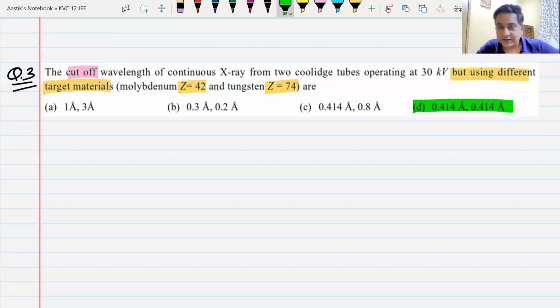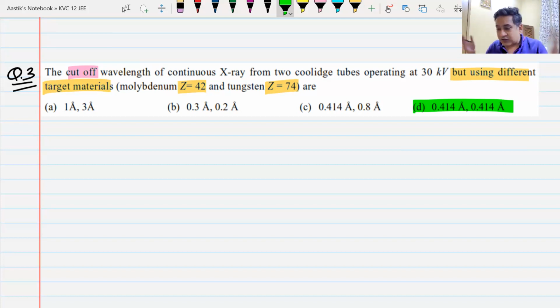You don't have to calculate it, because there is one thing that you have to understand. This minimum wavelength does not depend on the target metal. It only depends on what? You have drawn 4 graphs. There was no graph between metal and wavelength. Yes or no? Yes, sir. That means it does not depend on the metal. And that is one thing that you must remember.